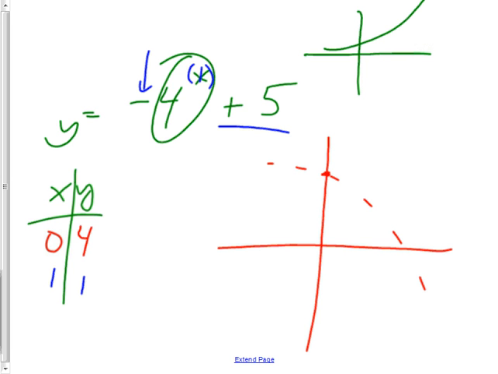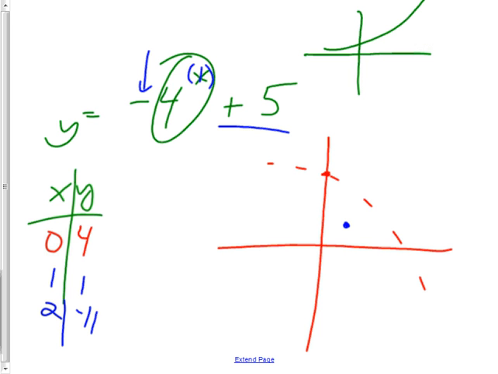Do you see how my sketch is off tragically? Because 1, 1 doesn't look like it's on my sketch, but I guess it must have been a much sharper turn than I thought it was going to be. Okay, let's try another point. Let's say 2. This is going to get a little crazy because 4 squared is 16. Then I make it negative. Negative 16 plus 5 makes negative 11.